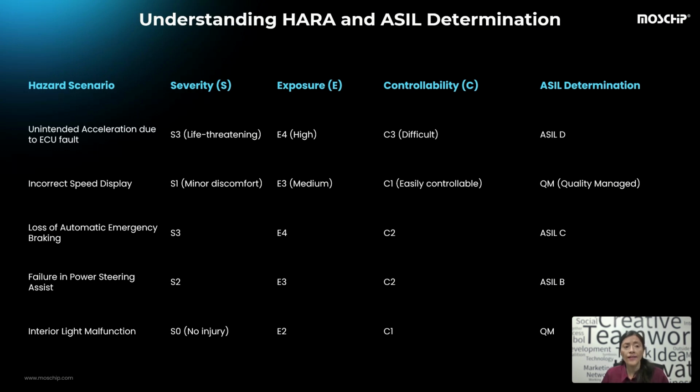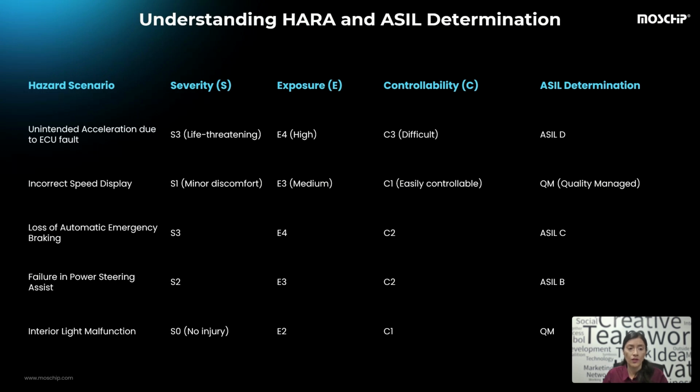HARA basically stands for Hazard Analysis and Risk Assessment. It's like asking what could go wrong and how risky it is. We do this by looking at each possible failure in the system and scoring it in three simple ways. First is severity. That is, if something goes wrong, how bad it could be. Like, can it be a minor inconvenience or a serious accident?